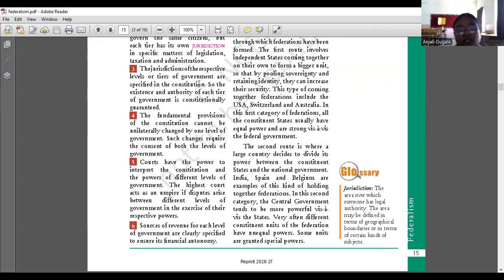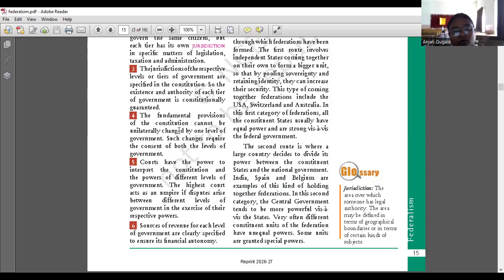The third point was that the jurisdictions of the respective levels or tiers of government are specified in the constitution. The fourth point that we covered was that the fundamental provisions of the constitution cannot be unilaterally changed. This also we discussed: the central government cannot tell the state government to change any rules of the federal system, because it is specified in the constitution.